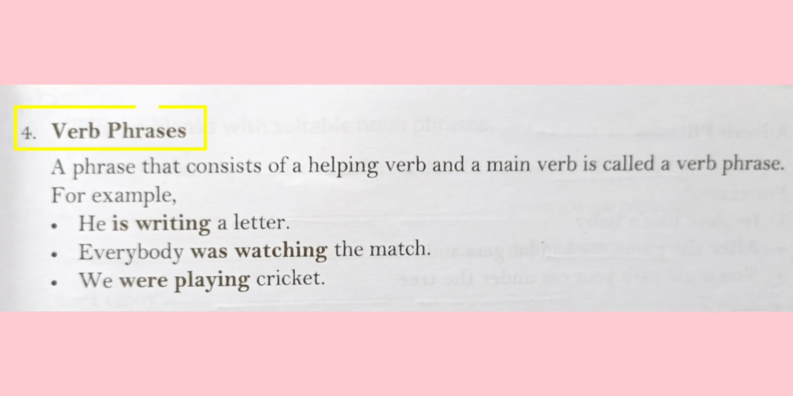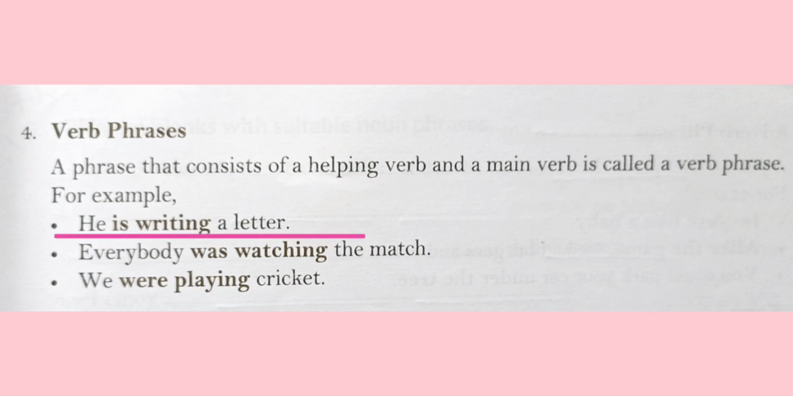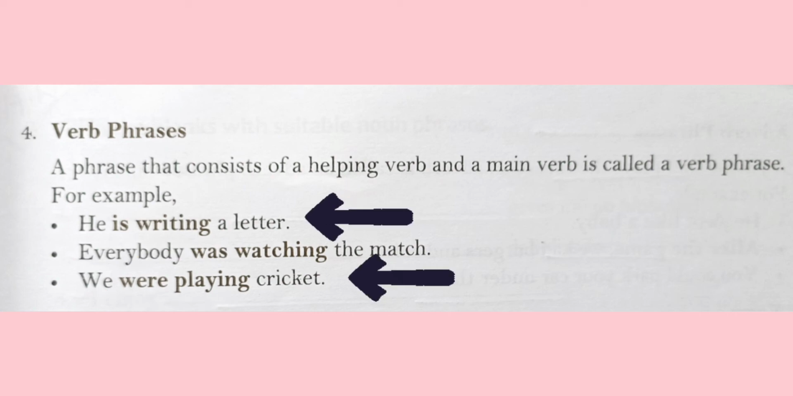Next, we have verb phrase. A phrase that consists of a helping verb and a main verb is called a verb phrase. For example, he is writing a letter. Everybody was watching the match. We were playing cricket. Here, auxiliary verbs is, was, and were are joined together with the main verbs writing, watching, and playing to make verb phrases is writing, was watching, and were playing.